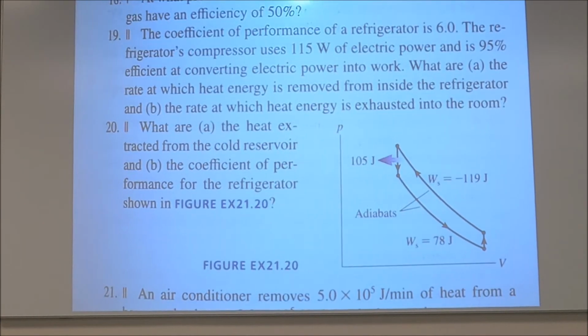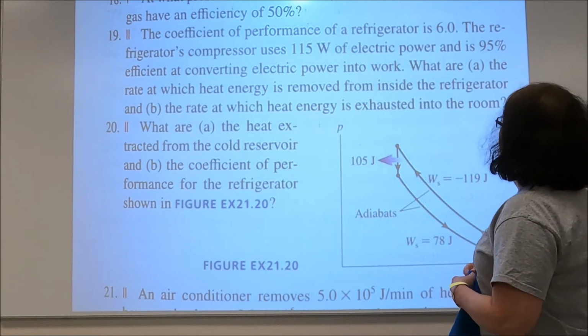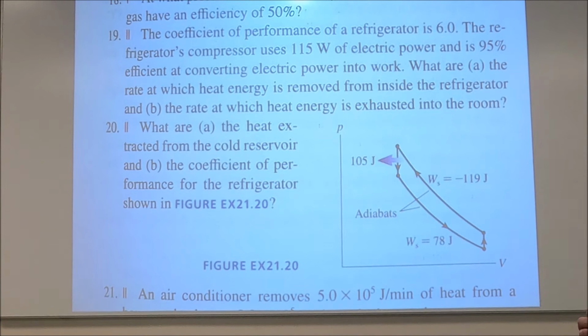Now, if we look at problem 19, it says the coefficient of performance of a refrigerator is 6. The refrigerator compressor uses 115 watts of electricity and is 95% efficient in converting electric power into work. It says, what are A, the rate at which heat energy is removed from inside the refrigerator, and B, the rate at which heat energy is exhausted into the room. Okay?